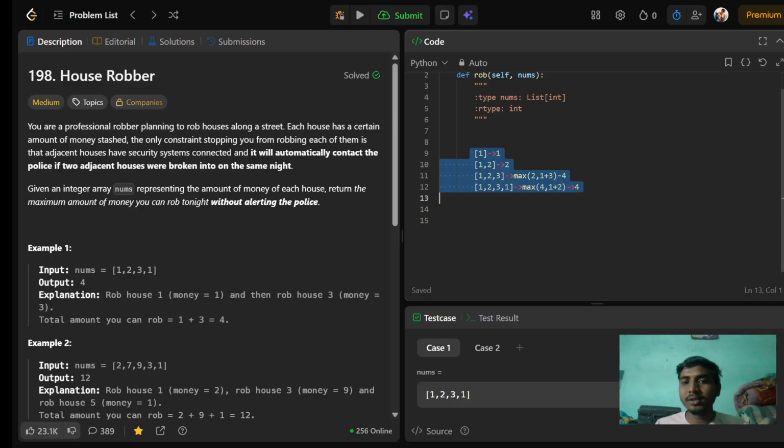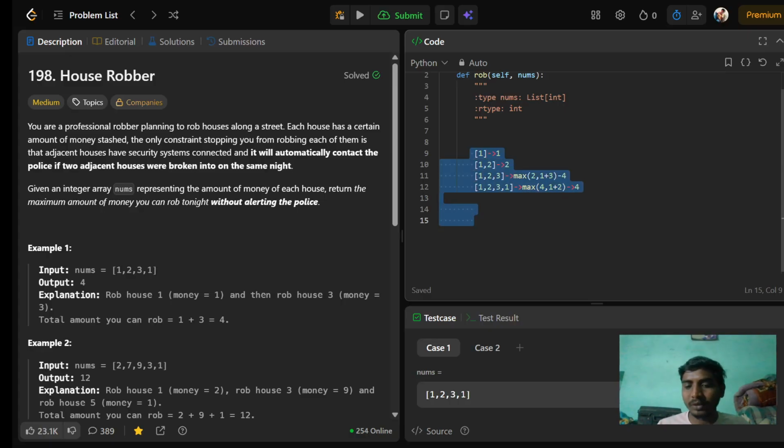By observing all these test cases, we get clarity that the bigger problem can be solved by taking the solution from the smaller problem. It is a dynamic programming approach. By solving the smaller problems, we can find the solution for the bigger problem. Otherwise we can say that the bigger problem can be split into smaller problems, and we can solve all the smaller problems and find a solution for the bigger problem.